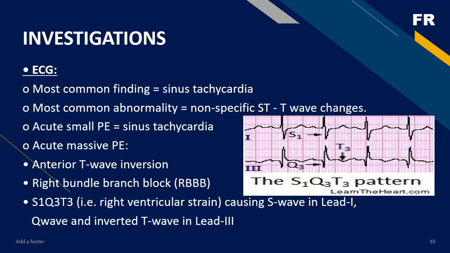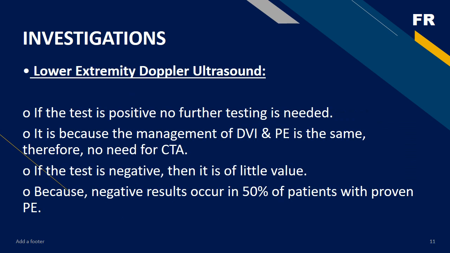You will see an S wave in lead 1, Q wave and T wave inversion in lead 3, which is a right ventricular strain. So you can see in lead 1 there is an S wave, and in lead 3 there is a Q wave and T wave inversion. Lower extremity Doppler is also important, but if the test is negative, then it's of little value. And if it is positive, then no further testing is needed because the management of DVT and pulmonary embolism is the same, therefore no need of CTPA.